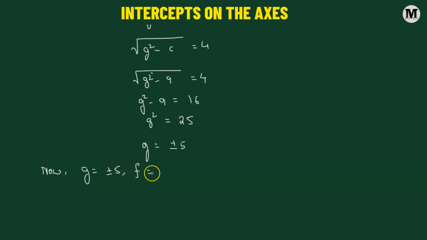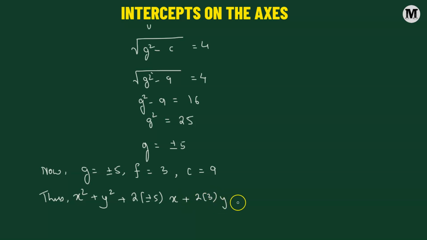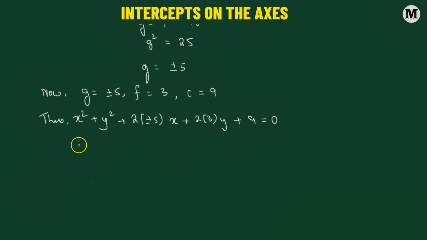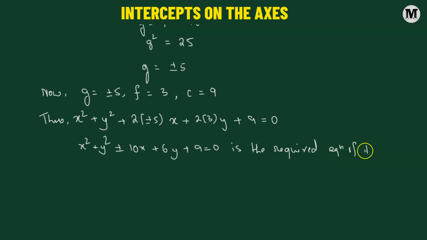The value of f came out as 3 and the value of c is 9. So therefore the equation will be x squared plus y squared plus 2g, the g will be plus or minus 5, x plus 2 times f times y plus c equals 0. Or simply put, let's further simplify it: x squared plus y squared plus or minus 10x plus 6y plus 9 equals 0 is the required equation of the circle.